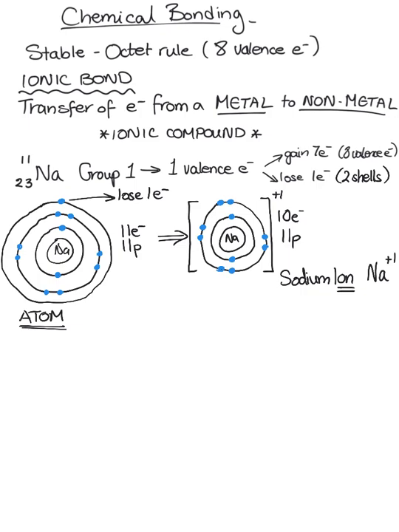Because look at its second shell now. Its second shell has 8 electrons. That's what it wants. It wants a full valence shell. And that is what sodium has now achieved. It achieved its full valence shell, so it is stable, and we have a sodium ion. But where did this electron go? Okay, so we said that sodium loses an electron. But where does this electron go?